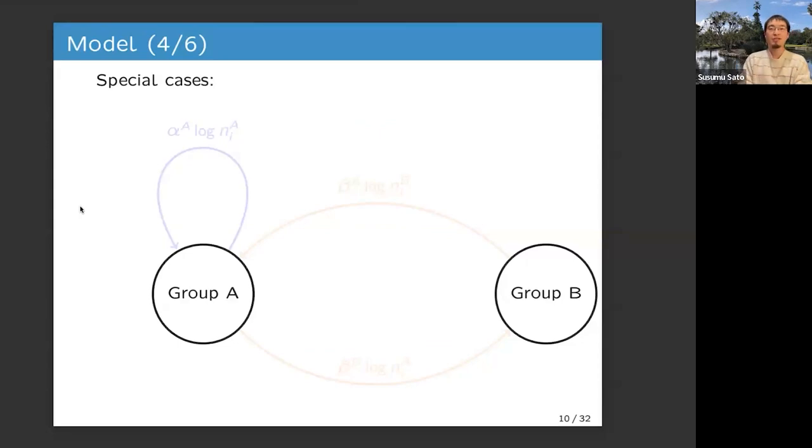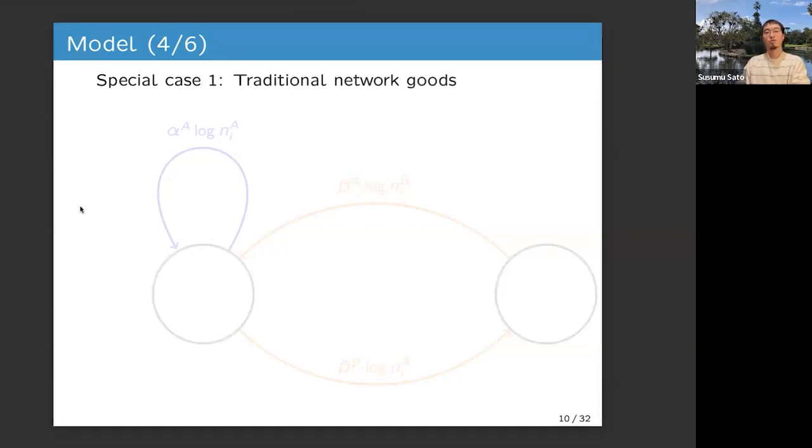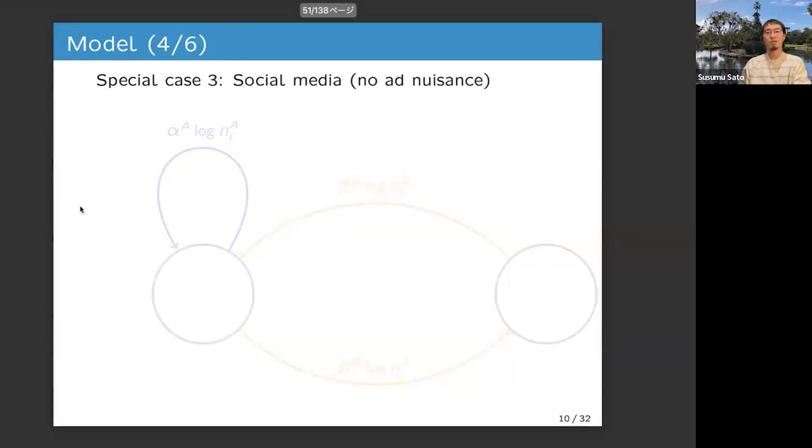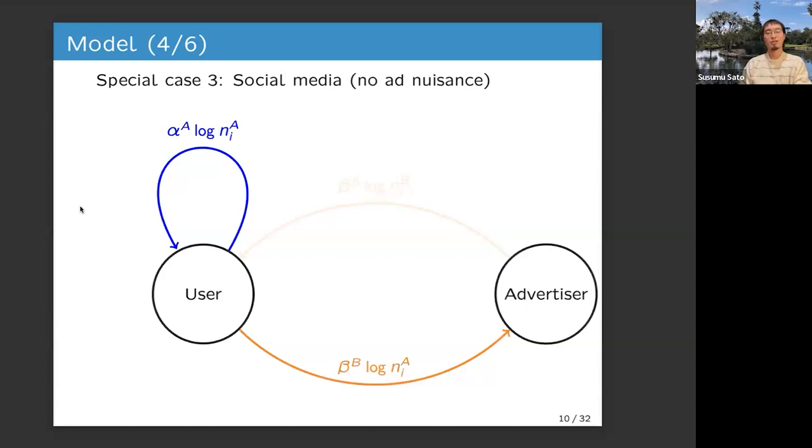So our model captures several special cases in a simple way. First, we can represent traditional network goods by just incorporating within-group network effects. If we want to think about e-commerce or mobile OS platforms, in the simplest way, we can just think about cross-group network effects. And if we want to think about social media, if we assume there is no other new instance stuff, then we can think about the case where users enjoy within-group network effects and advertisers enjoy cross-group network effects. So we can capture several important examples in moderately plausible ways.